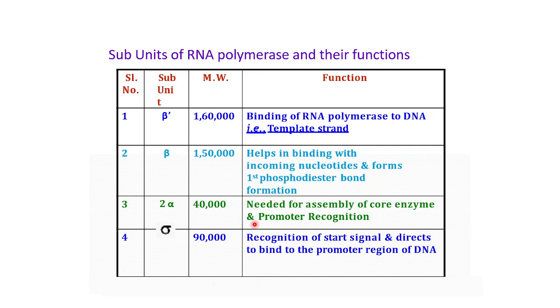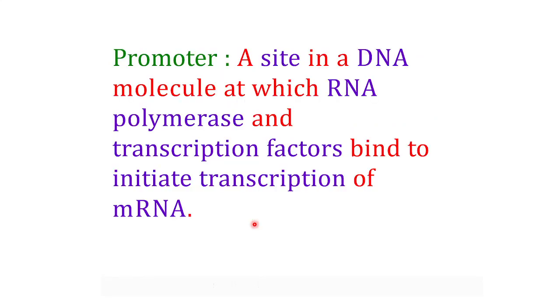And your sigma subunit is around 90 kilodaltons, and it helps in the recognition of the start signal and directs the enzyme to bind to the promoter region of DNA. Therefore, all these 5 subunits, or you can say 4 if you're considering the 2 alpha subunits to be 1, combine to play very important roles in the RNA polymerase and in the transcription process.